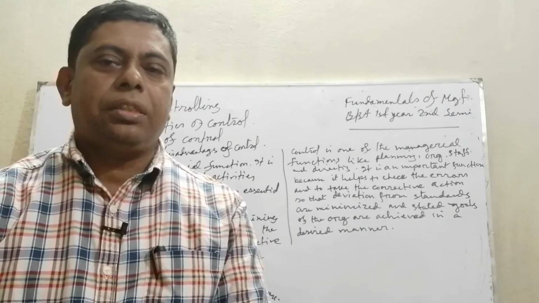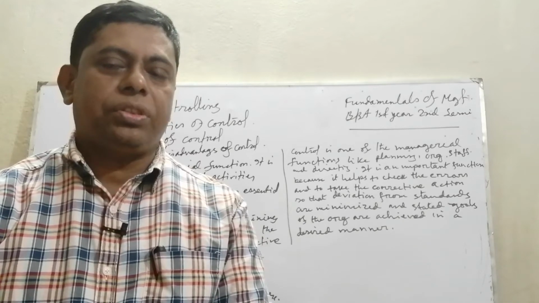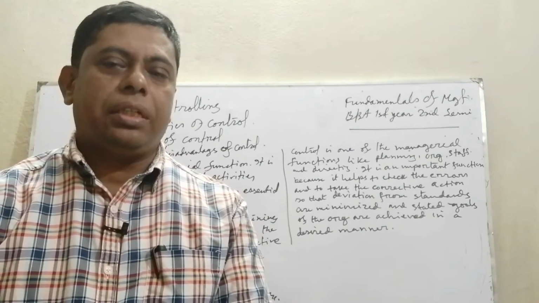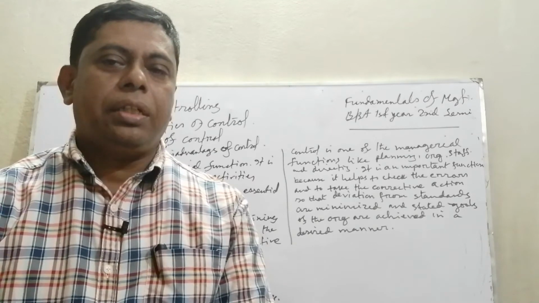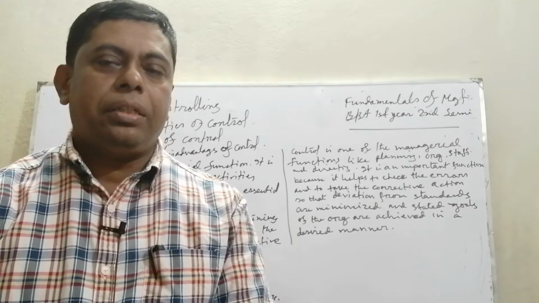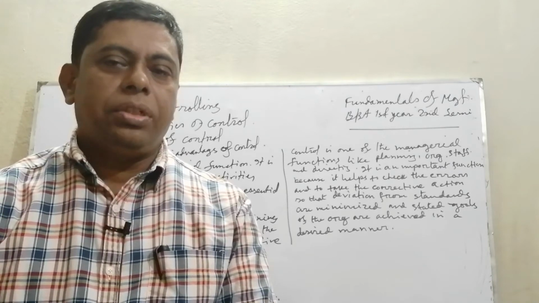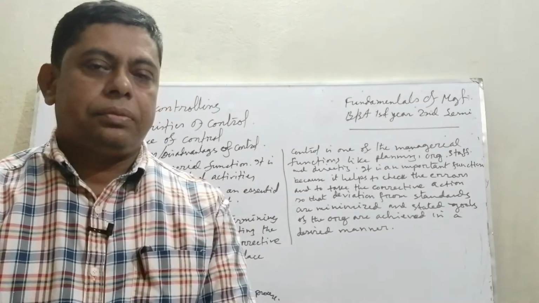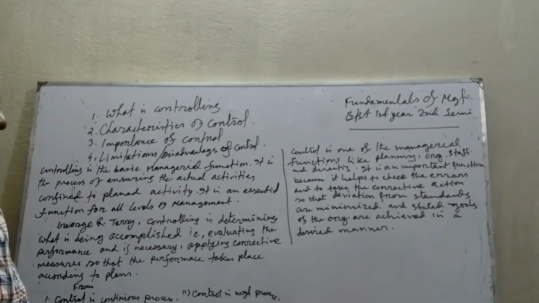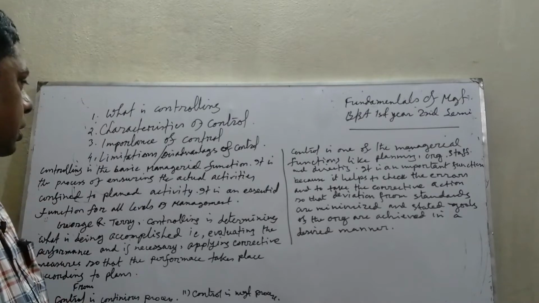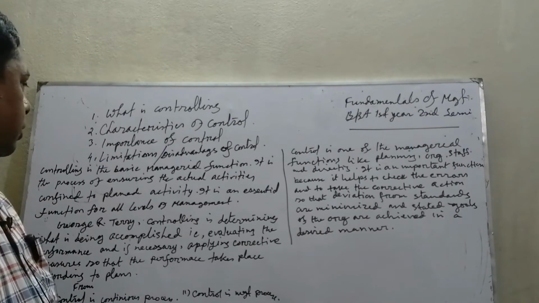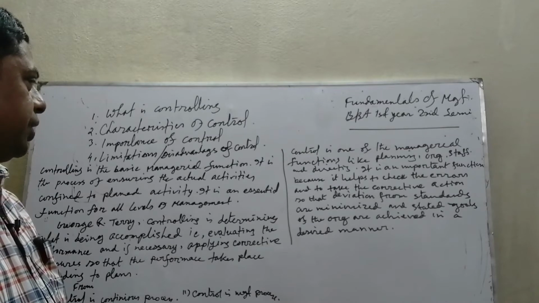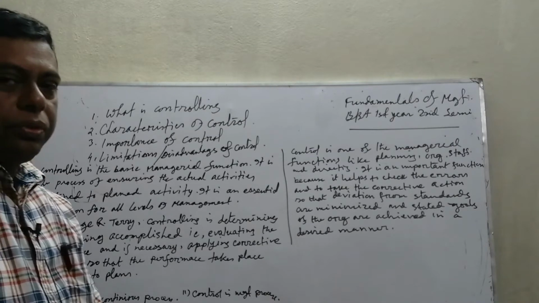So students of business studies have much more skill and scope from those sides. If you look at the practical side, then you have studied the theoretical side. Planning, organizing, directing, coordinating and controlling are the managerial functions. Control is an essential and important function of management. Controlling is the basic managerial function. It is the process of ensuring the actual activities conform to planned activities. It is an essential function for all levels of management.